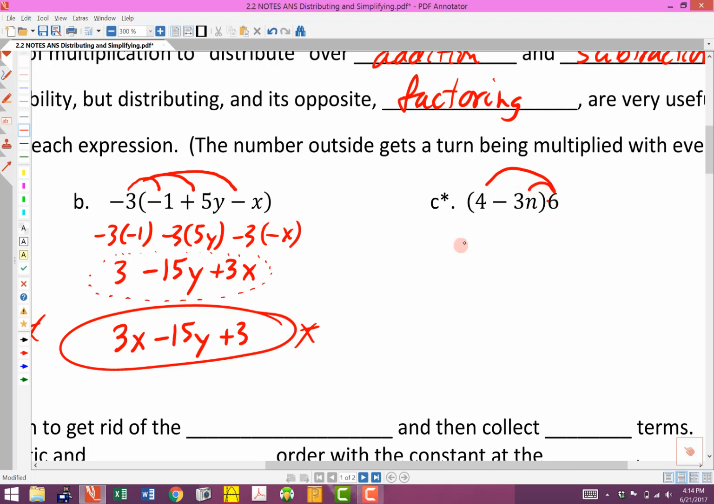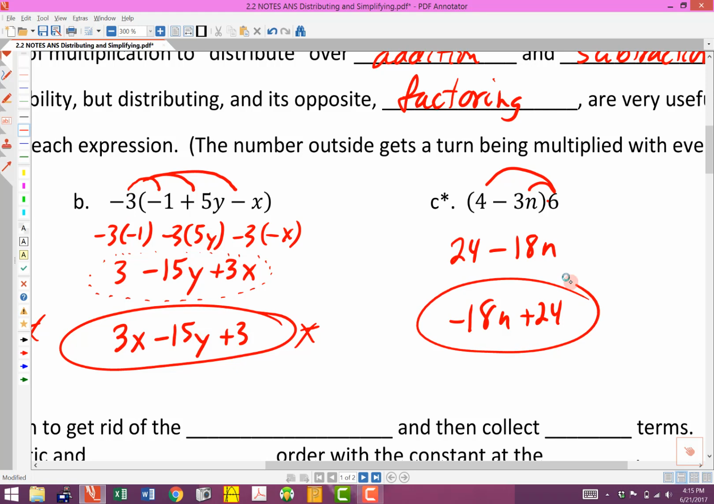So if we multiply here, 6 times 4, now I'm going to do this a little bit quicker. 6 times 4 is going to be 24, a positive 24. This is 6 times negative 3n, so the sign in front here is negative, so this is a positive times a negative, so that's a negative 18n. And again, we want to write this in the correct order, so we're going to write negative 18n plus 24, and that is the answer.